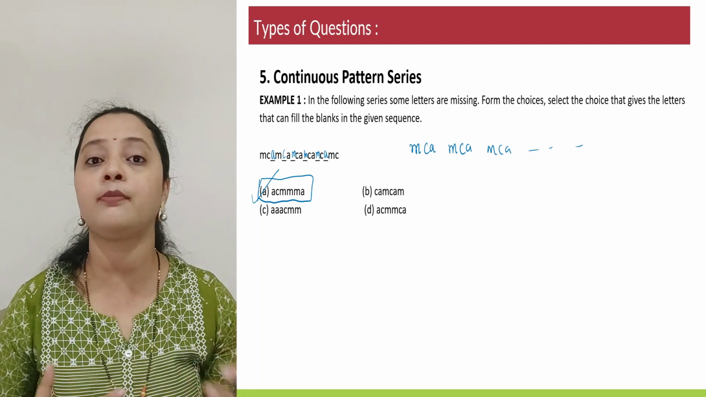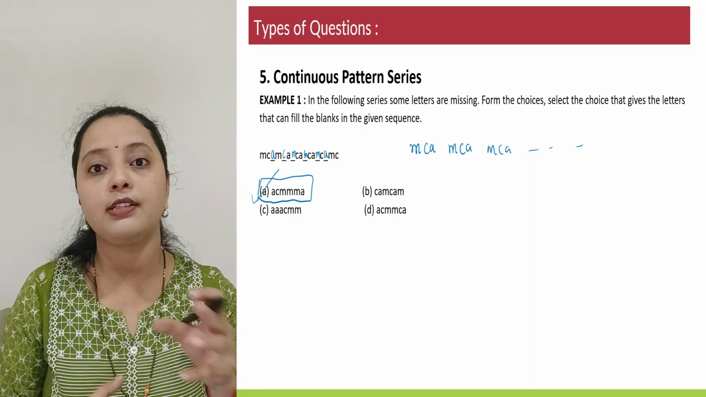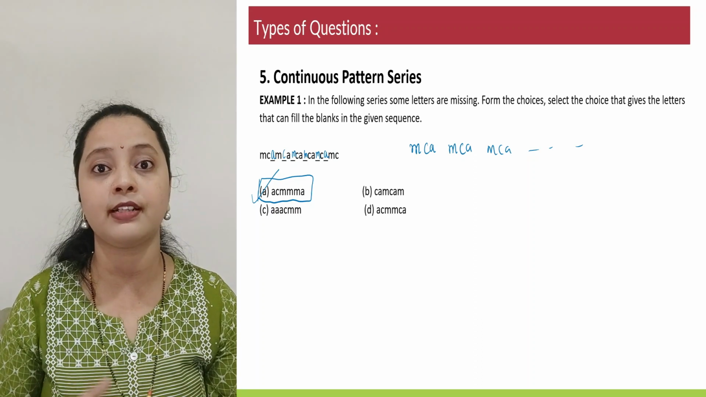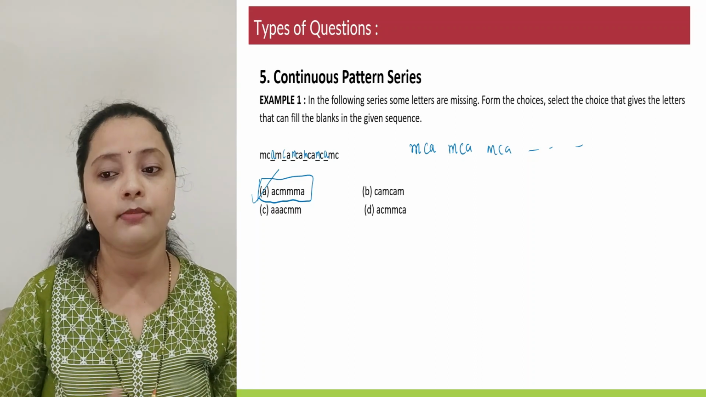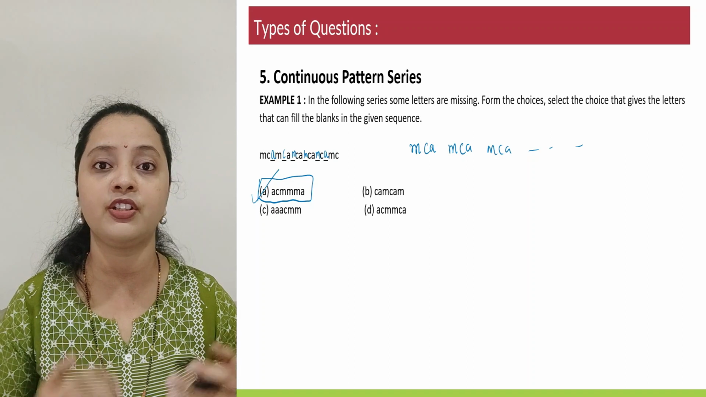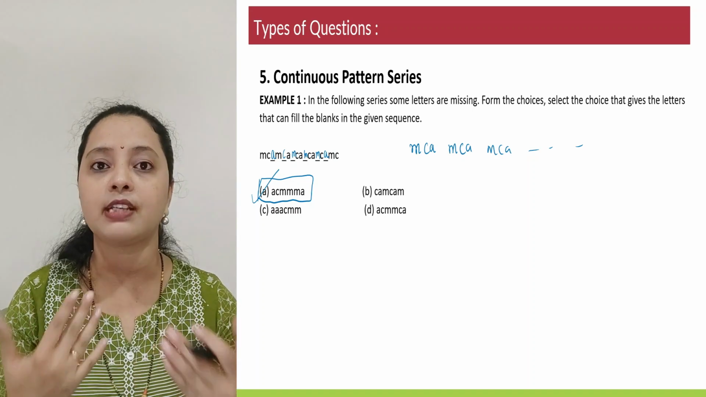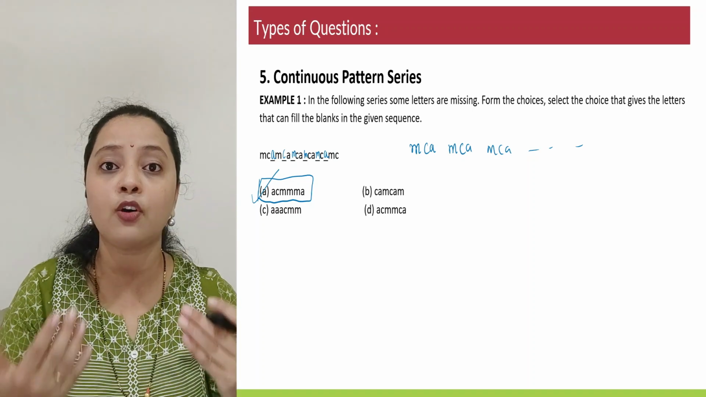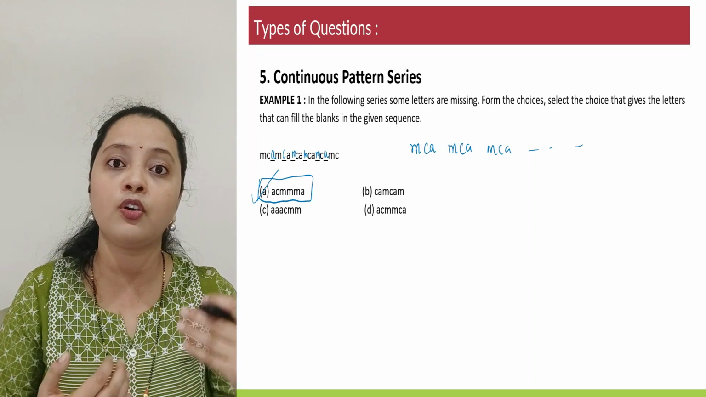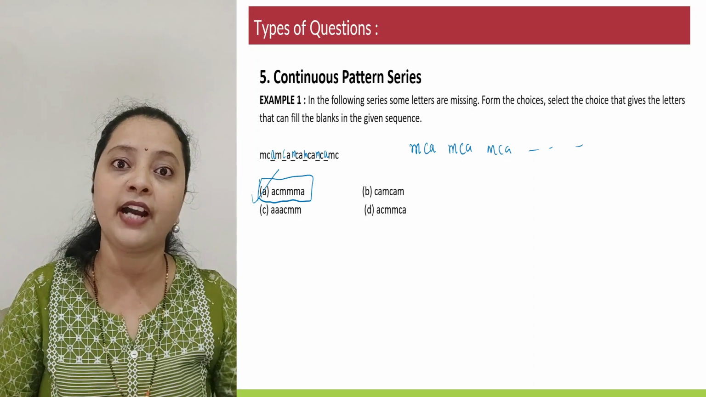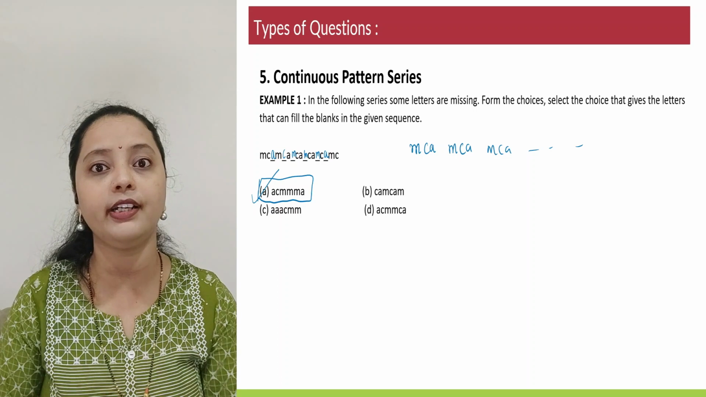In some of the questions you will have to figure out by substituting almost all the options, and probably the D one could be right. But this is the only way we can do the question: you pick an option, you substitute it in the question, and whichever option converts your question into a pattern based sequence, that's your correct answer.